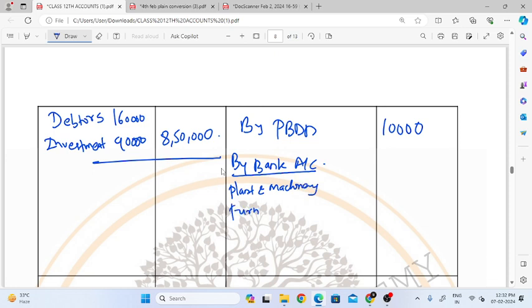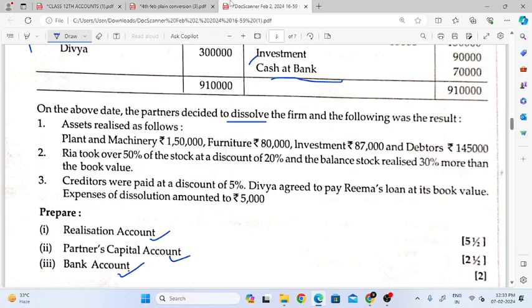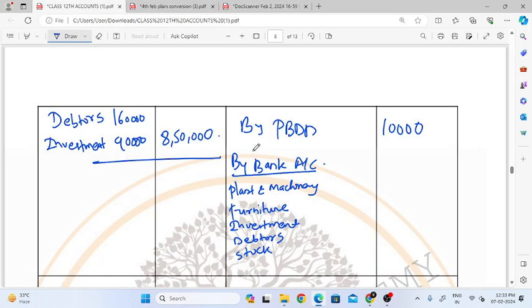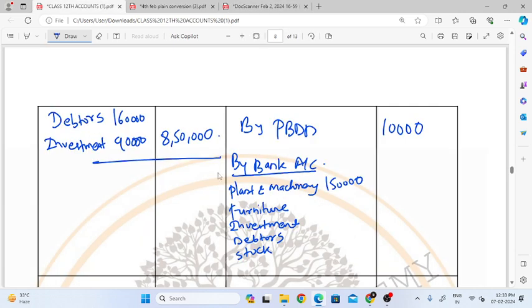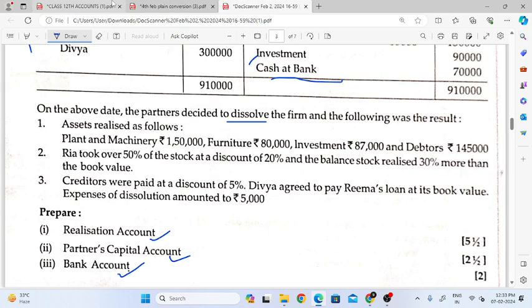So by bank account, plant and machinery, furniture, then investment, debtors, stock. Plant and machinery 1,50,000, then furniture 80,000, investment 87,000, and debtors 1,45,000.